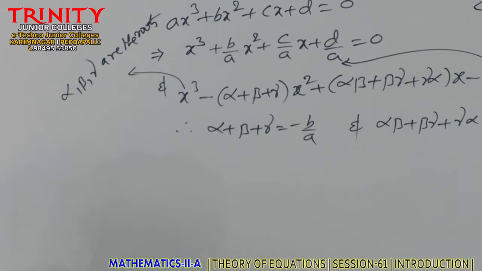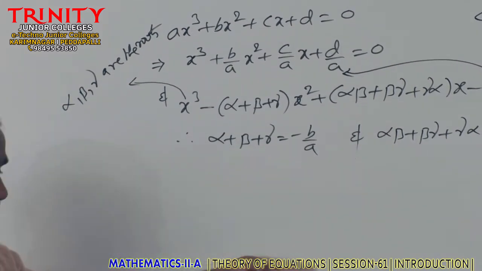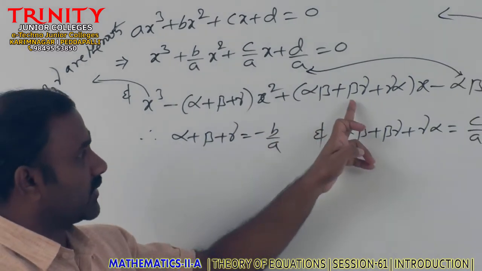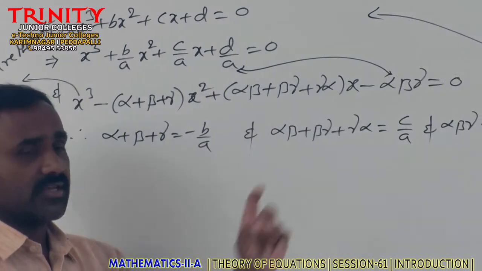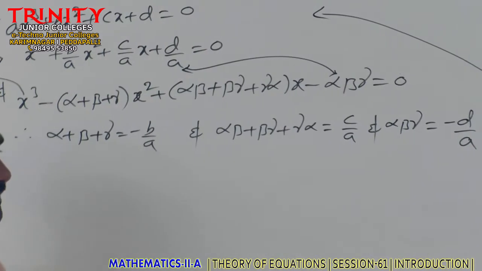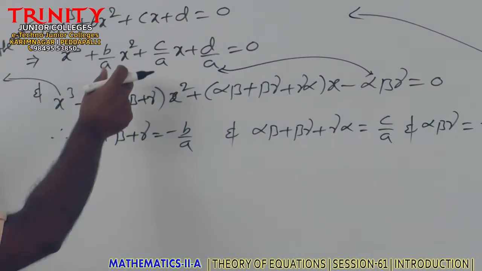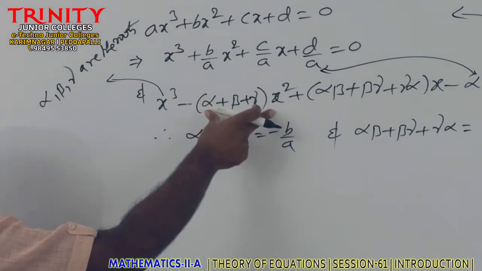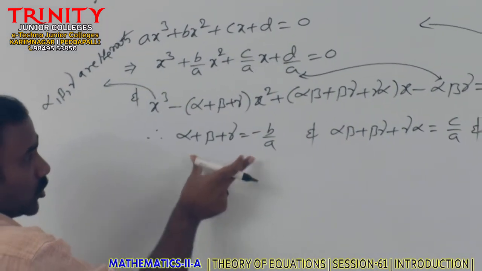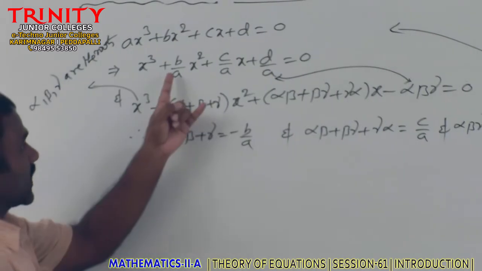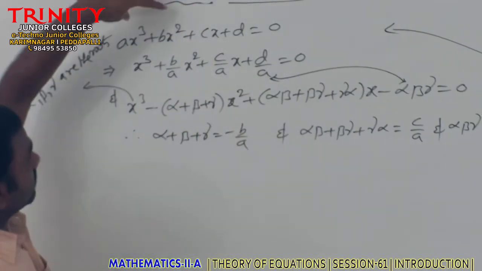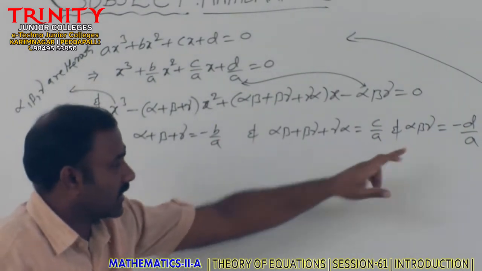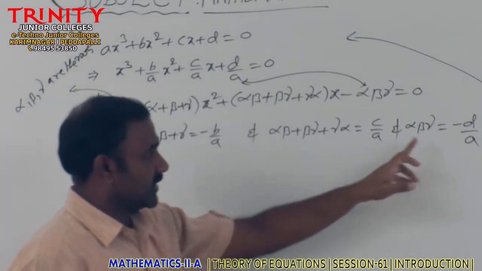Alpha, beta, gamma are the roots. Then the equation we got is x cube minus (alpha plus beta plus gamma) x square plus (alpha beta plus beta gamma plus gamma alpha) x minus alpha beta gamma equal to 0. By comparing the original equation with the roots of the equation, we got the relation between the roots and the equation coefficients. A, B, C, D are the coefficients of this equation. Therefore, the relation between the roots and the coefficients A, B, C, D.